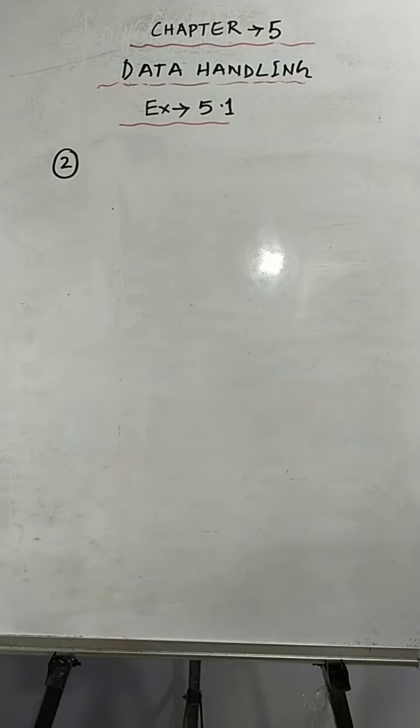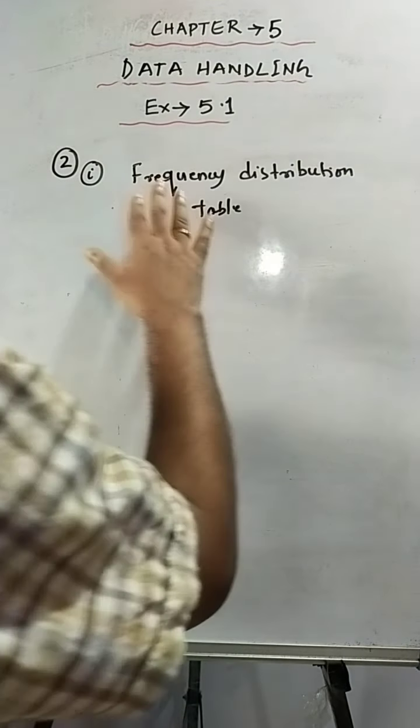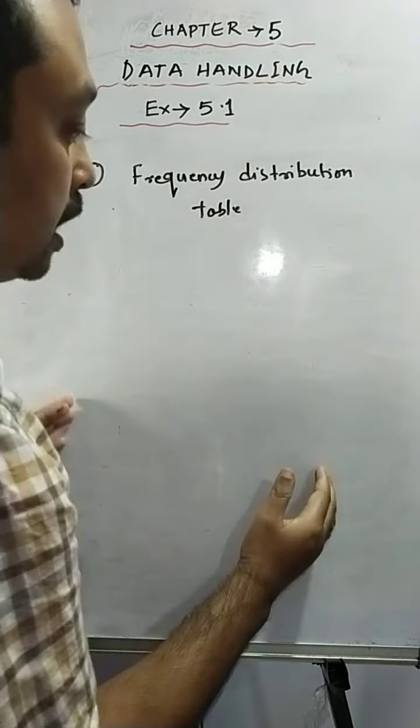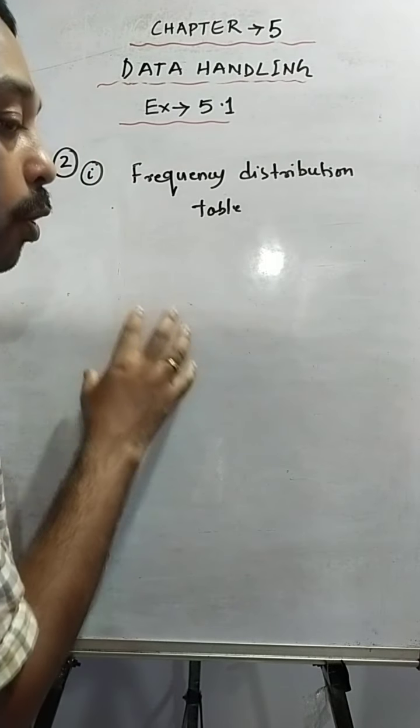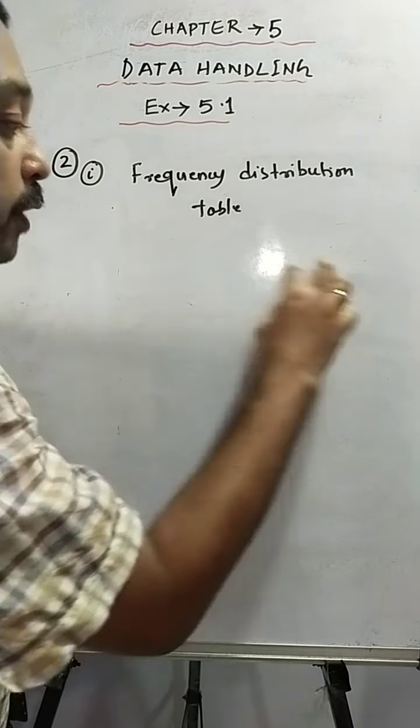Okay, let's do the first part of question number 2. Here we have to make a frequency distribution table. So what is a frequency distribution table? It is a table which has the information of all the data, where frequency means how many times that number has occurred, and we give the information along with the tally mark.